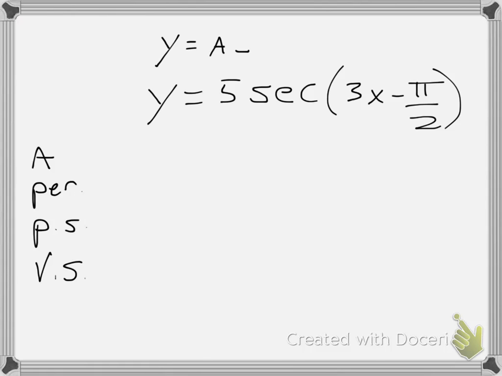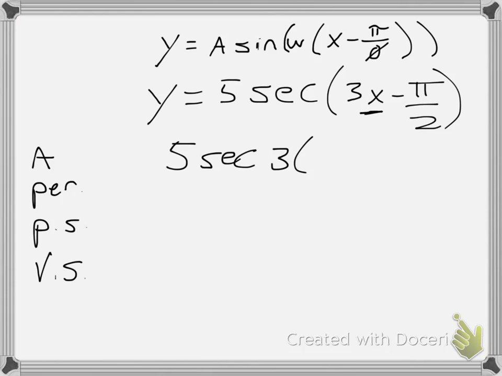If I have y equals a sine w (x minus pi over phi), this is our general way of looking at a trig function and understanding where we can find our amplitude, phase shifts, etc. So with this secant graph, the first thing I want is for this x to have a coefficient of positive 1, which means in this case I'm going to factor out my 3. So 3 times (x minus pi over 6) now.